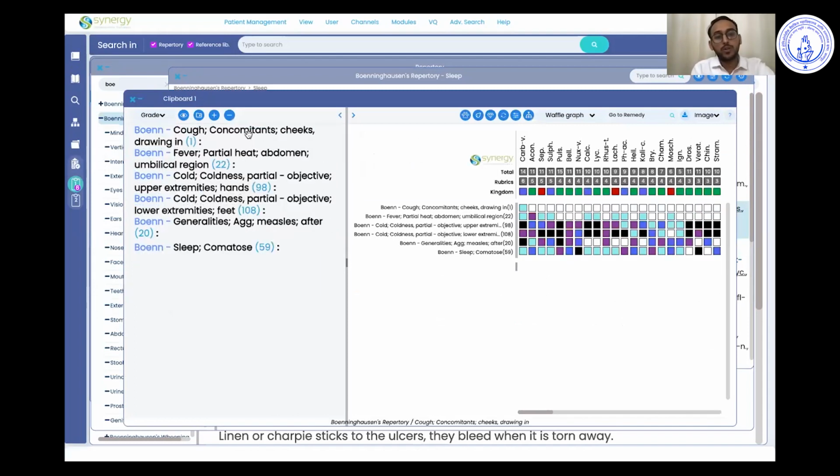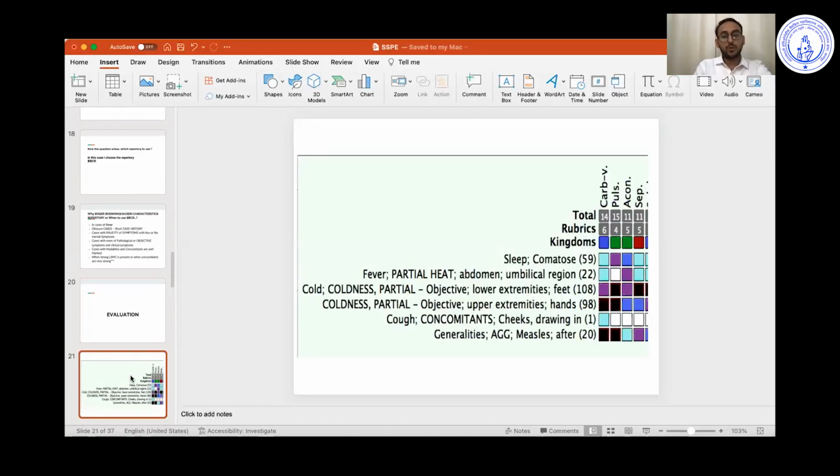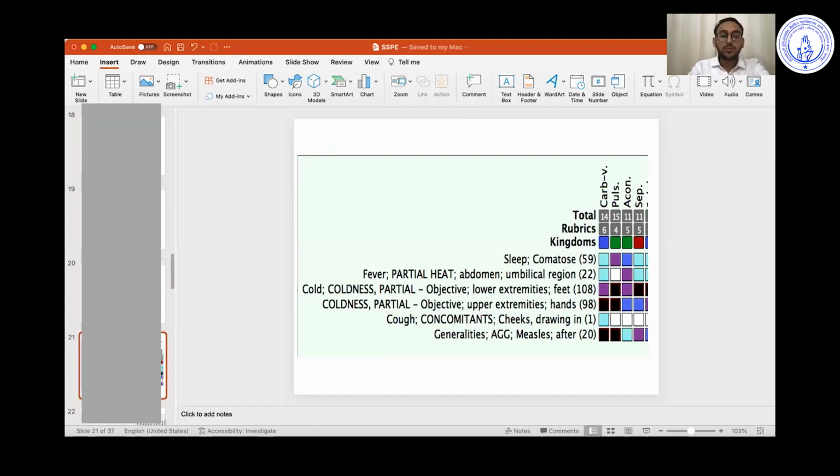And when we put all the rubrics together, which you can see, the remedy which is coming up beautifully was Carbo veg. So the remedy selection for the case was Carbo veg. As you can see the rubrics here: sleep, comatose; fever, partial heat, abdomen, umbilical region; cold, coldness, partial objective, lower extremities, feet; coldness, partial objective, upper extremities, hand; cough, concomitant, cheeks drawing in; and generalities, aggravation, measles after.